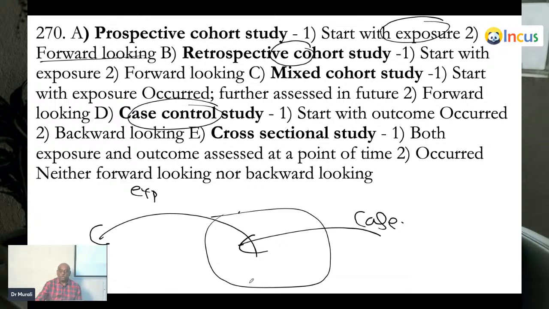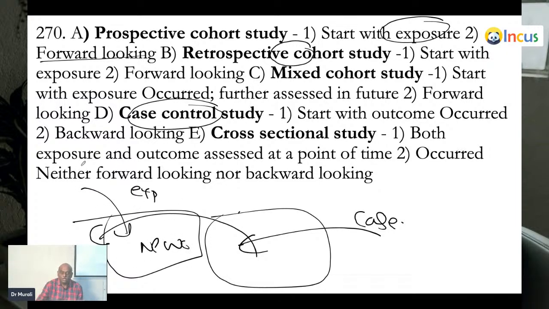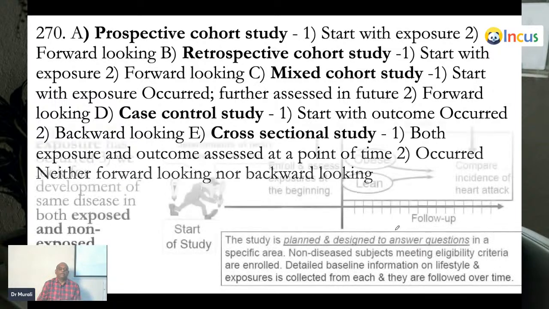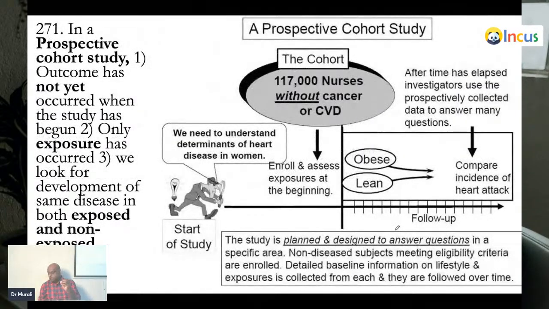Case control. Cross-sectional study. Even in cross-section, you are observing new plus old cases. So already exposure happened, outcome happened. And cross-sectional is neither forward-looking nor backward-looking. If a cross-section is followed over a period of time, then that becomes a longitudinal study. Right? So 3 to 4 points about each of them we need to basically master.